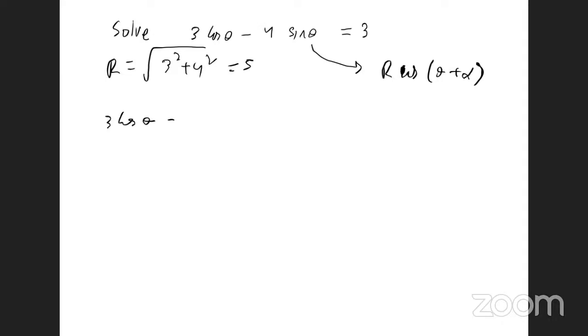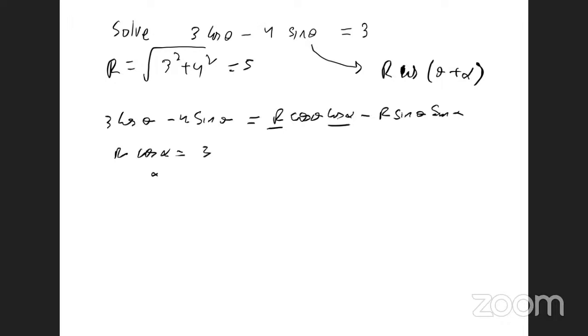5 cos theta minus 4 sine theta is equal to R cos theta cos alpha minus R sine theta sine alpha. Right? So we could compare and we'll get R cos alpha to be equal to 3. So alpha is equal to cos inverse 3 on 5, which is 0.927.